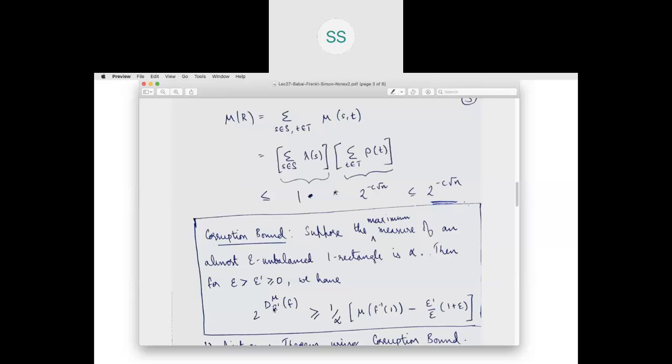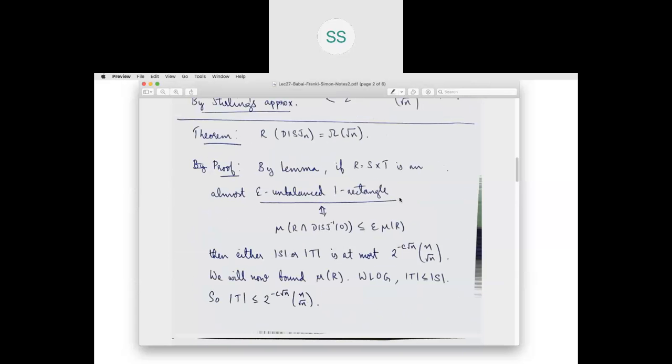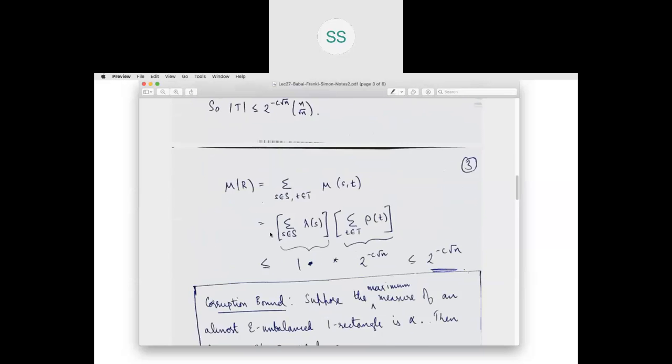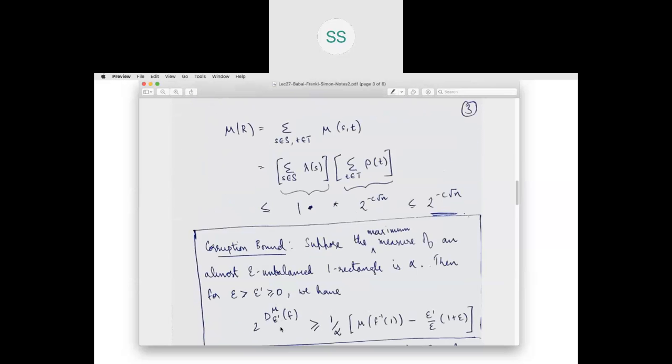Okay, so note this change. The reason I'm using epsilon prime here is that we have already used epsilon here as the epsilon unbalanced parameter. So for this we used epsilon, and I'm using epsilon prime here. I want to keep the already defined notation consistent, so here I'm using epsilon prime.